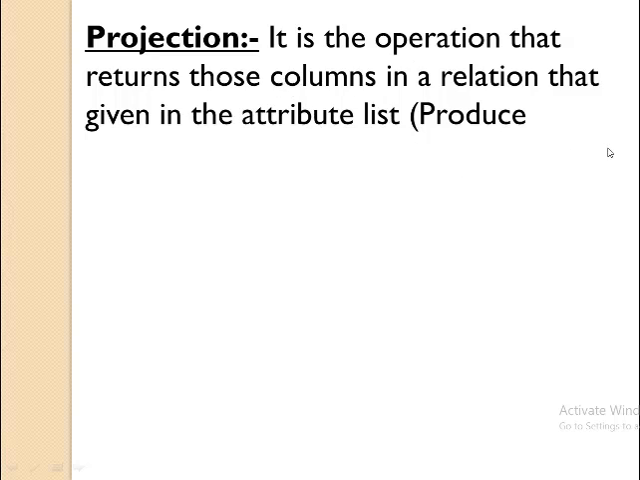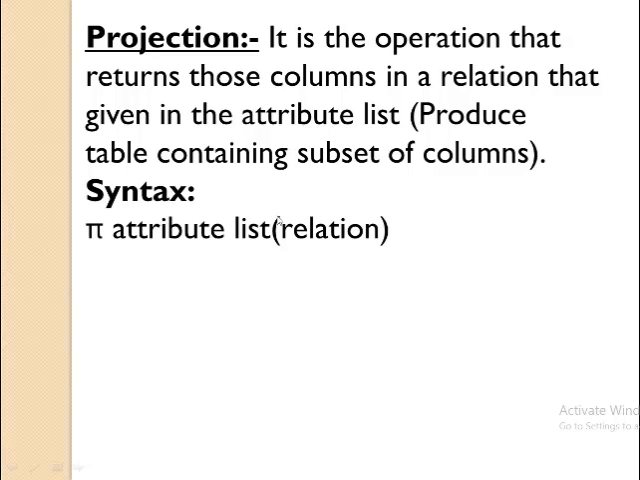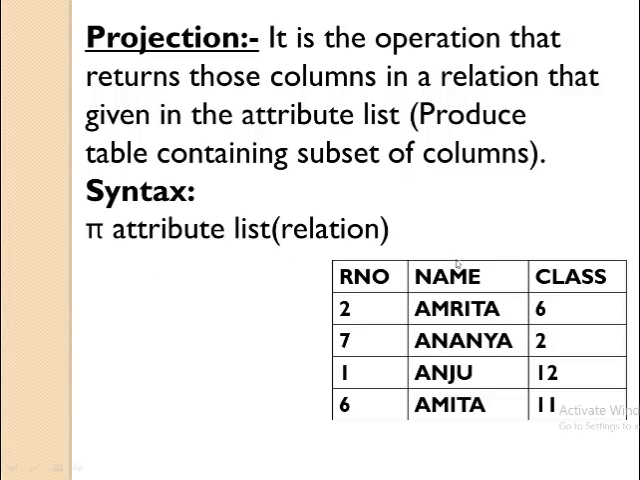Projection is the operation that returns those columns in the relation that are defined by the given attributes. That is, you will give the list of attributes or the names of the columns, and only the records having the names of the column will be displayed. Pi is used as the symbol for projection.